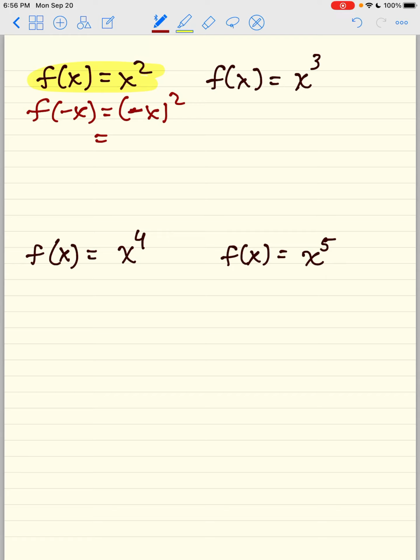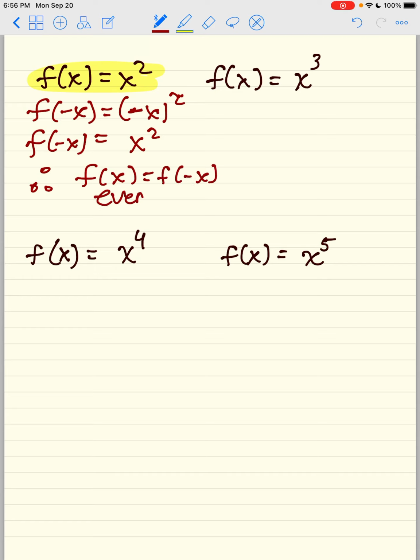What is a negative squared? Positive. x squared is just x squared. Therefore, if f of x equals f of negative x, it's even. Okay?